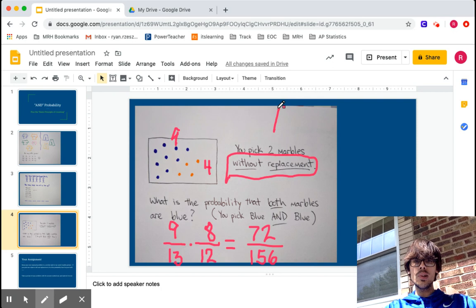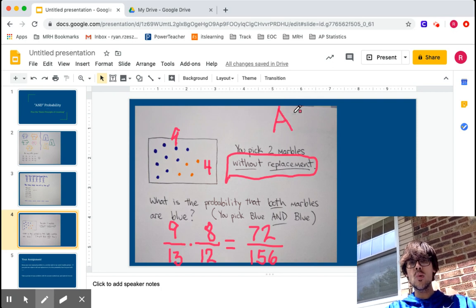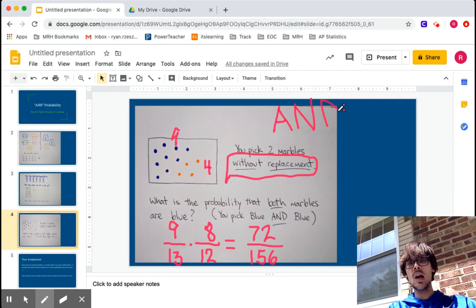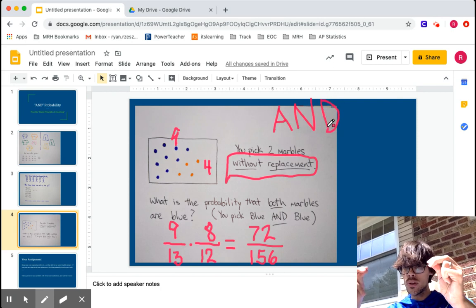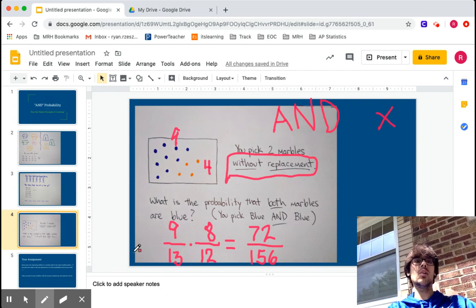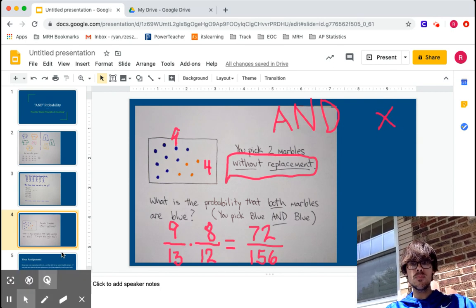But last video, we talked about OR probability, how you had to add them together. When you have AND probability, I want a blue and a blue. You need both of them. And you have to multiply your probabilities together instead. So and, if you need both things, you multiply the probabilities.